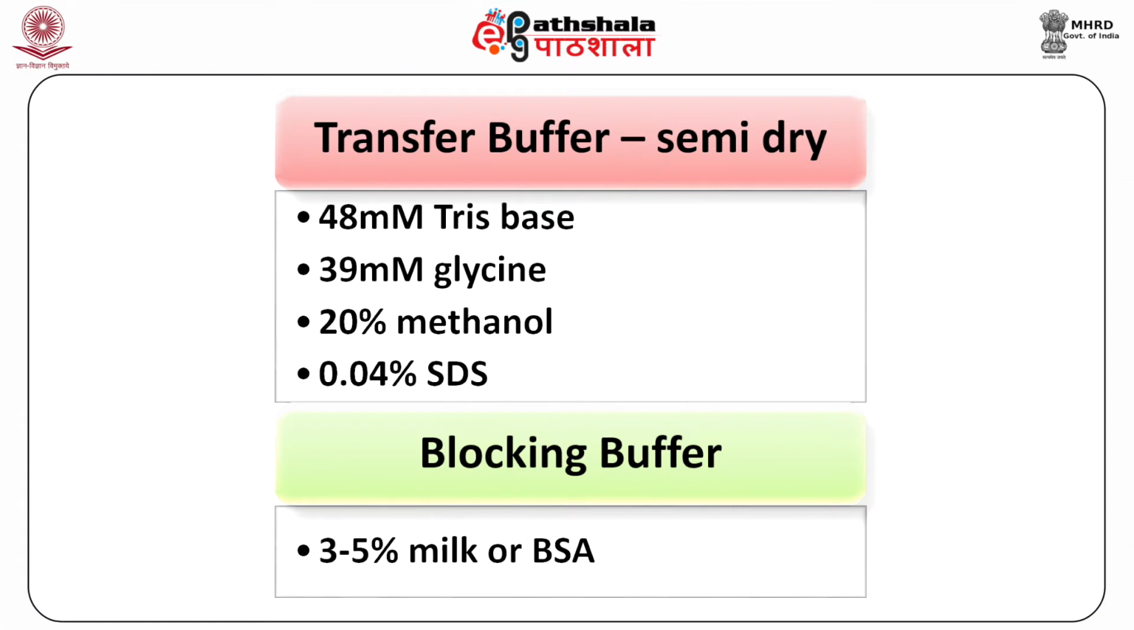For proteins larger than 80 kDa, SDS can be included at a final concentration of 0.1%. Transfer buffer semi-dry contains 48 millimolar Tris base, 39 millimolar glycine, 20% methanol and 0.04% SDS.